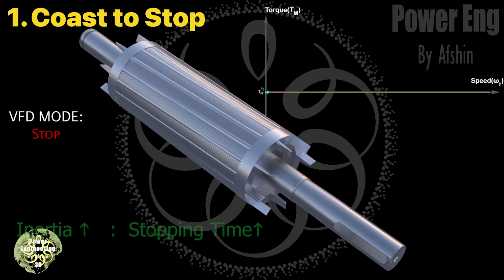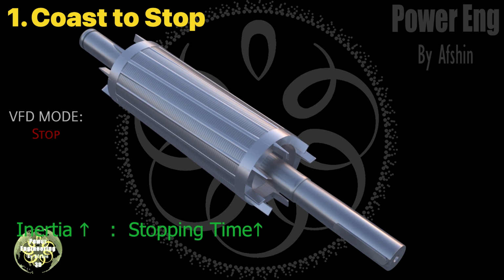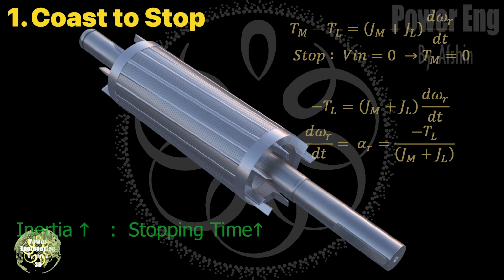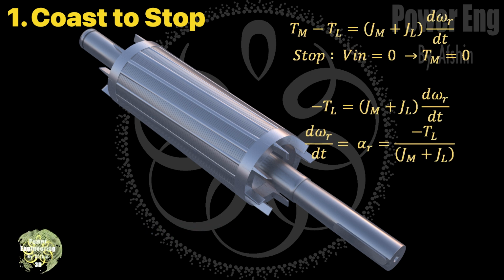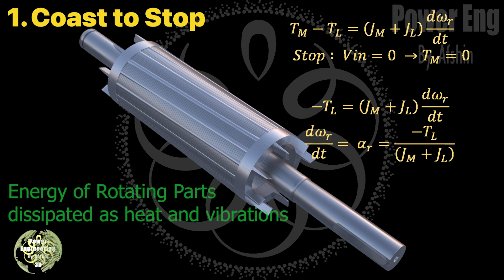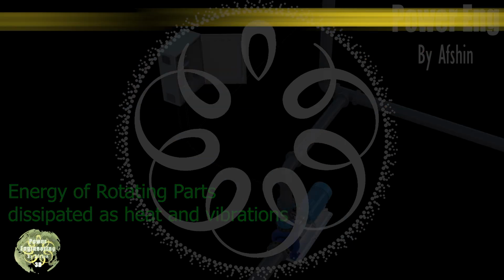For example, if the inertia of the motor and load is high, it may take several minutes for the motor to stop. When the stator voltage becomes 0, the motor's output torque also becomes 0. The stored energy in the mechanical system is dissipated as heat and vibrations in the bearings.